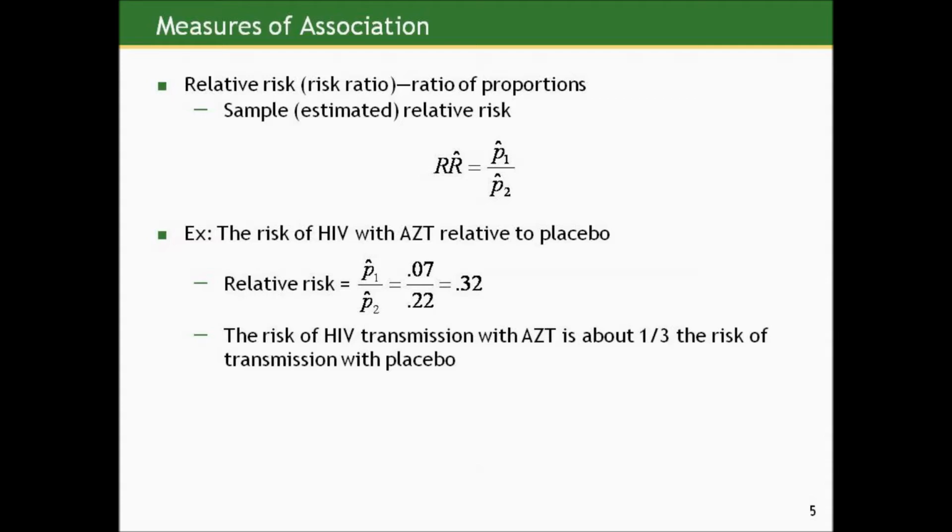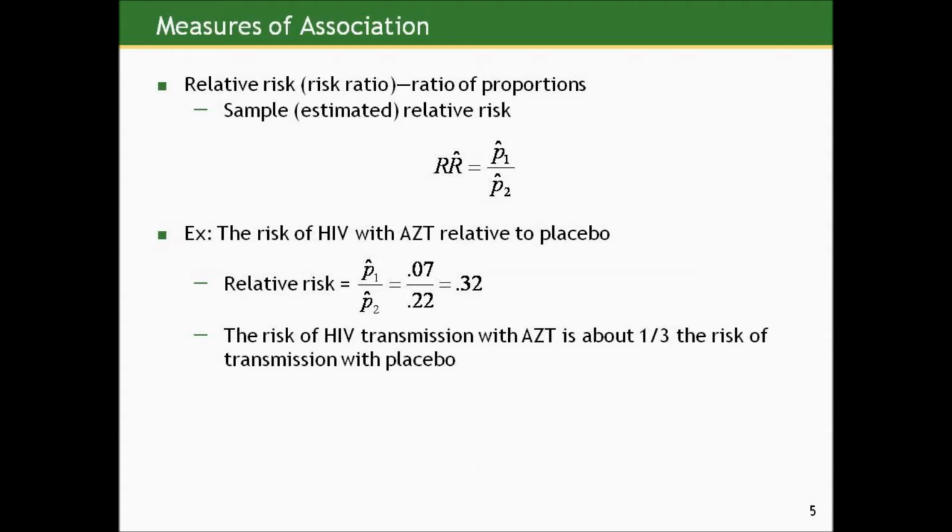So in the AZT HIV study, our sample estimated relative risk is always given by our ratio of sample proportions, P1 hat over P2 hat. So example, in our HIV study, the risk of HIV with AZT relative to placebo, we'd estimate that to be that 7% over the 22%, a relative risk of 0.32. This is a number less than 1. It's a comparison of the risk in the top group to the bottom. One way to say this is that we estimate children whose mother is given AZT during pregnancy have 32% the risk of contracting HIV when compared to children whose mothers were untreated.